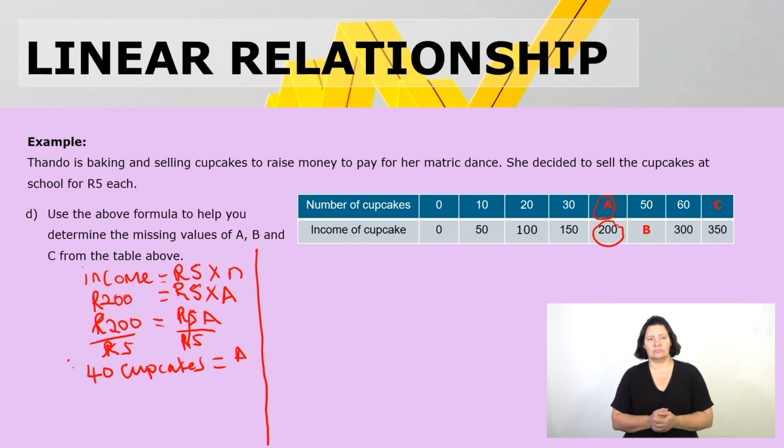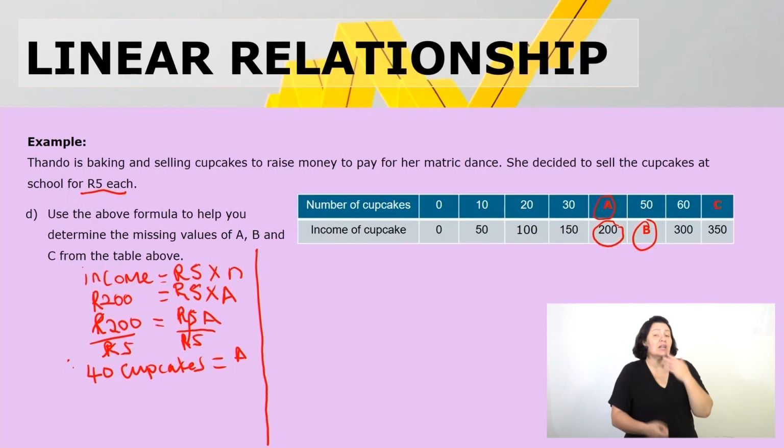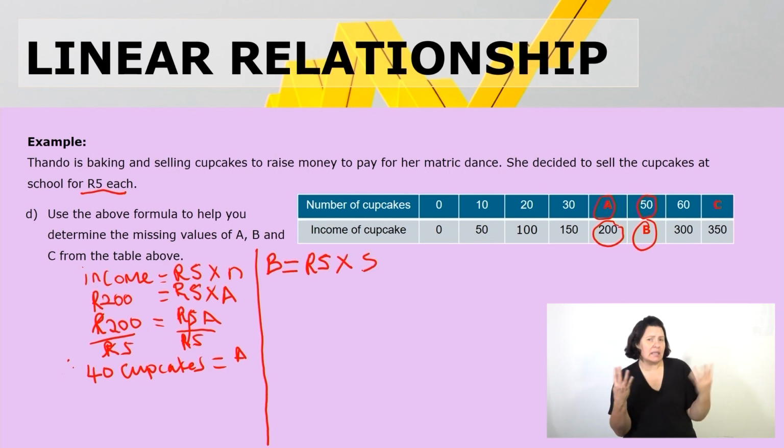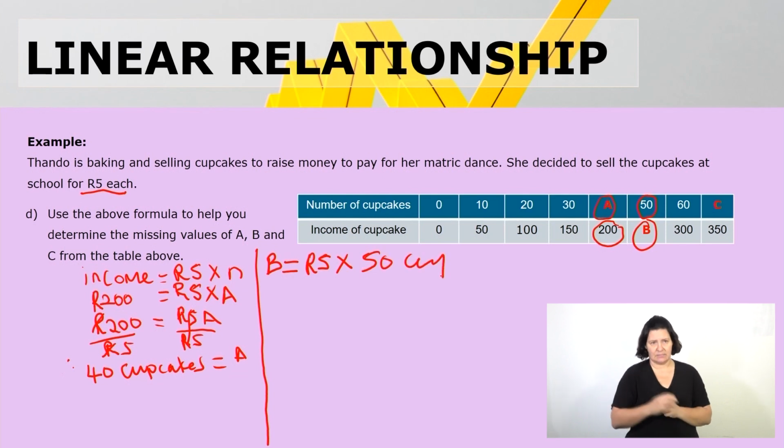We're going to move to B. When you look at B, B is the income. Now remember from the given scenario, they said she charges 5 rand per cupcake. So it means we are looking for the income. We can just say, guys, B is equal to 5 rand multiplied by our number of cupcakes, which is 50 cupcakes.